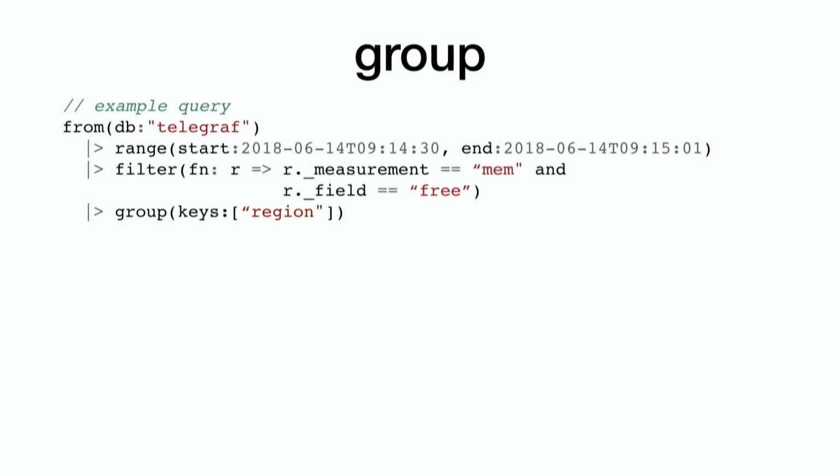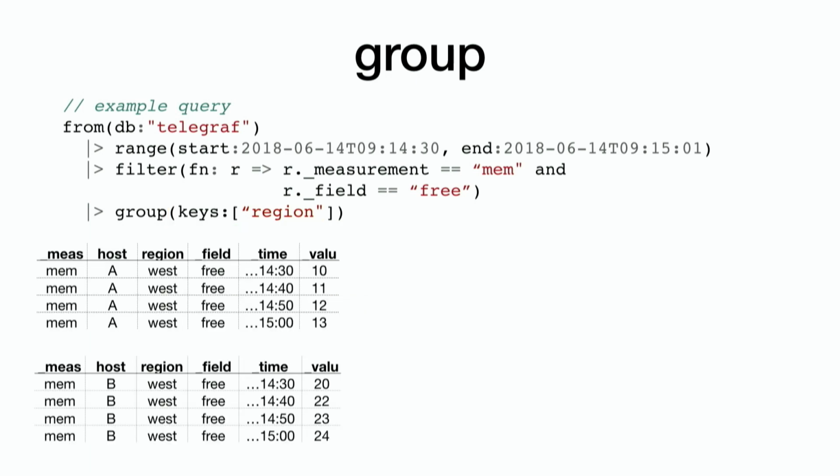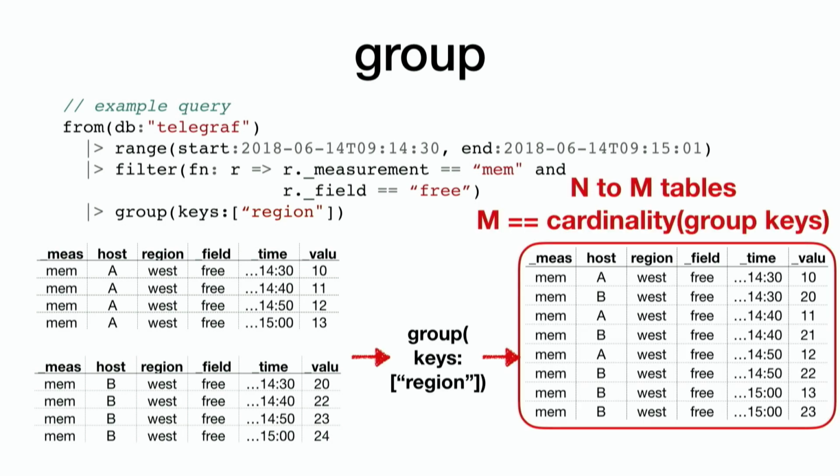The other way to shape the data and to do transformations is through group. Now, you could actually use group to do time-based transformations as well, but window is just an easier way to do that. So let's look at what happens when we do this query, where we say we're going to group based on the region, right? So this is going to be our new group key. Here we have the input data. We see we have data from two separate hosts, but they're both in the Western region.